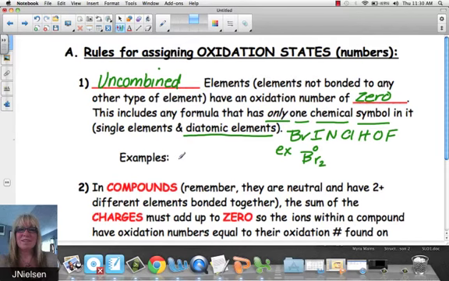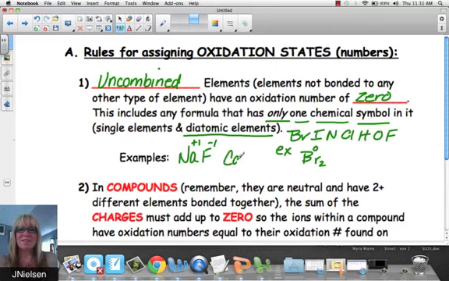So let's look at some examples. If I have NaF, which we did, Na's got a +1 charge. I can find that in the upper right box, and F has a -1 charge. That's what we do when we assign oxidation states.